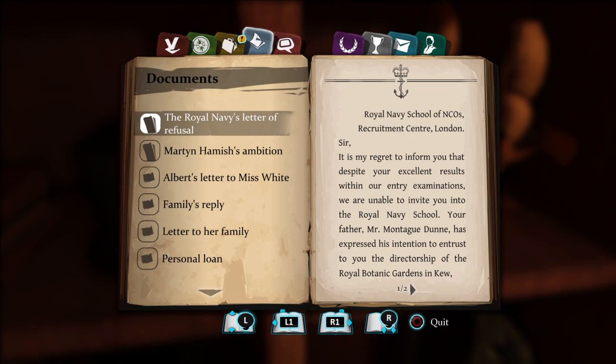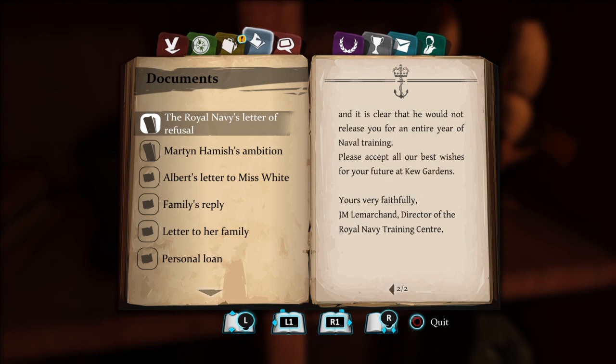Recruitment Center London. Sir, it is my regret to inform you that despite your excellent results within our entry examinations, we are unable to invite you into the Royal Navy School. Your father, Mr. Montague Dunn, has expressed his intention to entrust to you the directorship of the Royal Botanical Gardens in Kew, and it is clear that he would not release you for an entire year of naval training. Please accept all our best wishes for your future at Kew Gardens. Yours very faithfully, J.M., Director of the Royal Navy Training Center.